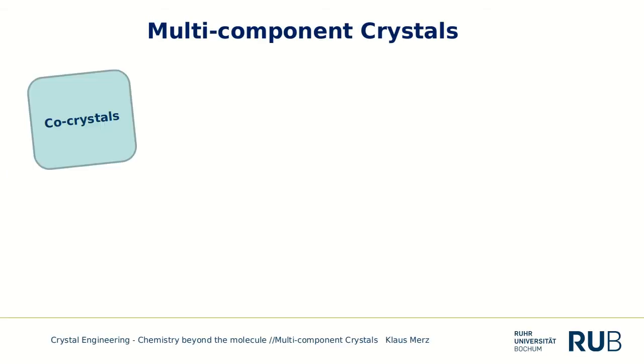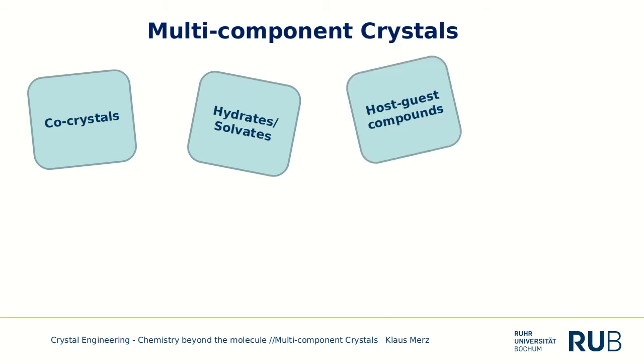What is it? So first, we have different types of multi-component crystals. We will talk a little bit about co-crystals today, the next time much more. We will talk about hydrates, solvates, also co-crystals, host gas compounds, and solid solutions. A strange class of multi-component crystals: solid and solution. Well, this is a contrast, yes, it's a conflict, solid and solution.